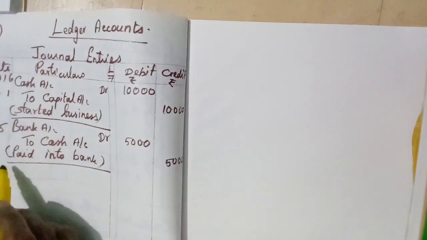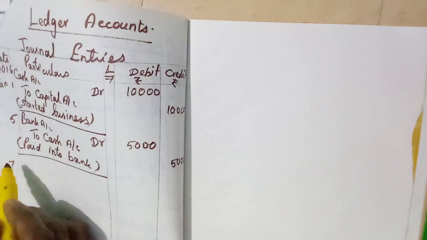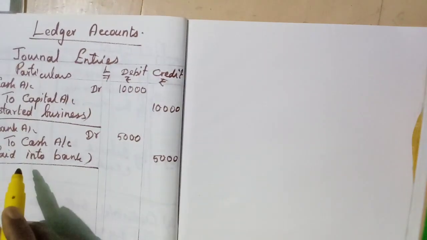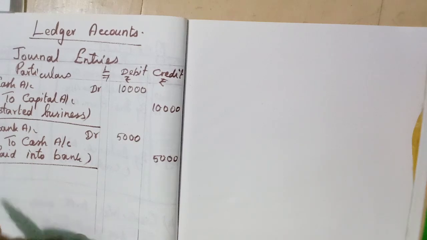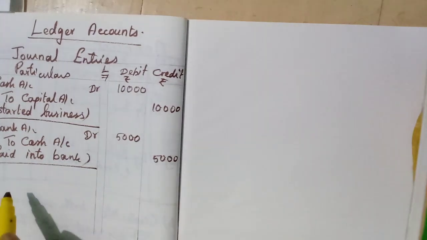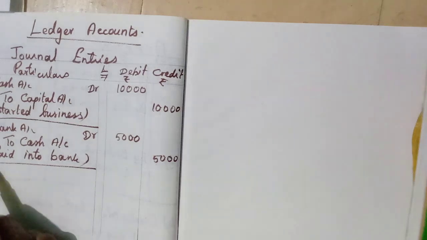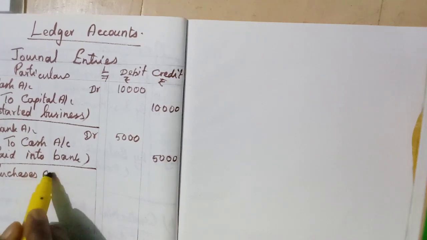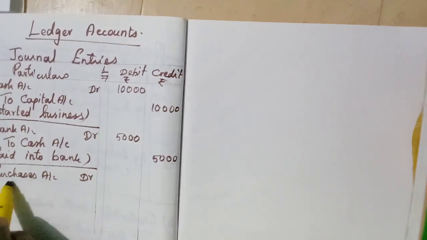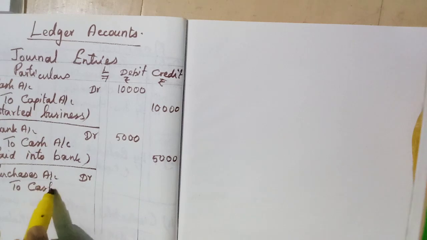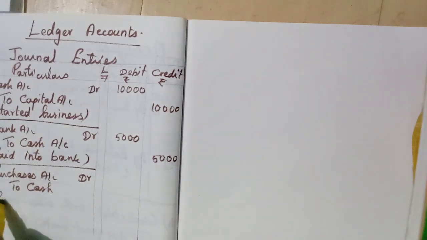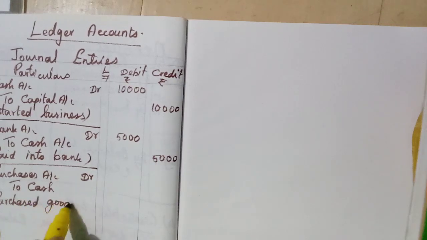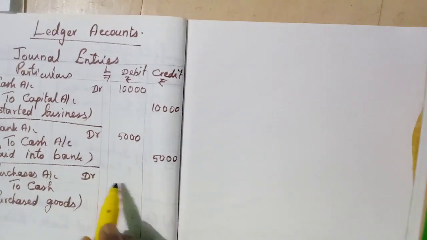Then 7. Okay, next date 7, you have to write 7. Purchased goods from Ram for cash. So one is cash; cash going out, we need to credit. What should be debited? Purchased goods means it is purchases. So purchases account debtor to cash account. Purchased goods. For cash, you can also write 1,000.